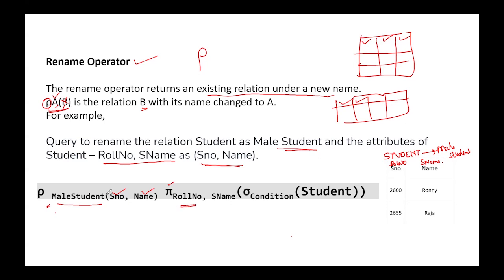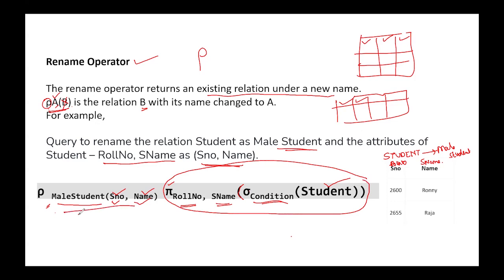Selecting roll number, which I want to change, in the same order I'm selecting S number and S name. I want to change it to name. Inside this, a select condition, whatever condition on which I want to change from a particular student. So this is a simple, regular query. Along with that, I can add a rename operator along with the new names. It's not necessary that every time you have to change an attribute name. You can directly give the relation name or you can directly give the attribute names also. That is possible. So rho is an operator which is used in order to change the names.